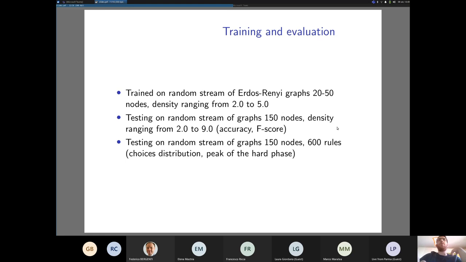As far as training and evaluation go, we train the network on a random stream of Erdos training graphs composed of 20 to 50 nodes and density ranging from 2 to 5. The density represents the ratio between the number of edges and number of nodes. The testing set instead is still a random stream of Erdos training graphs, but with more nodes. We targeted the class of graphs with 150 nodes because they exhibit that easy-hard-easy pattern, and there we compute some classic binary classifier accuracy metrics, and then we provide some testing from a slightly different point of view about how such a system affects the choice distribution for a solver.